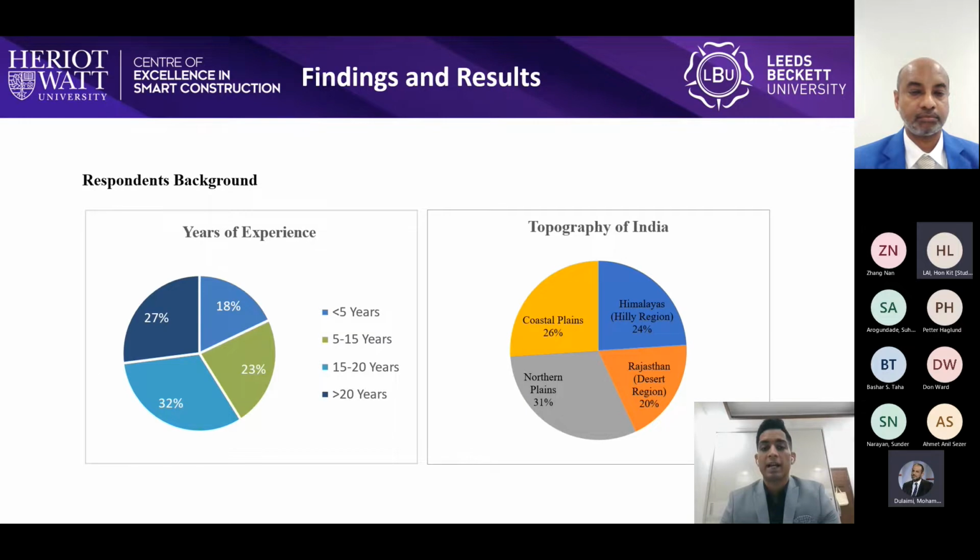Years of experience. As we can see, more than 50% of the people have more than 15 years of experience, which shows the quality of data that has been gathered. And we have also covered all the topographies, and we have given equal importance to everything.